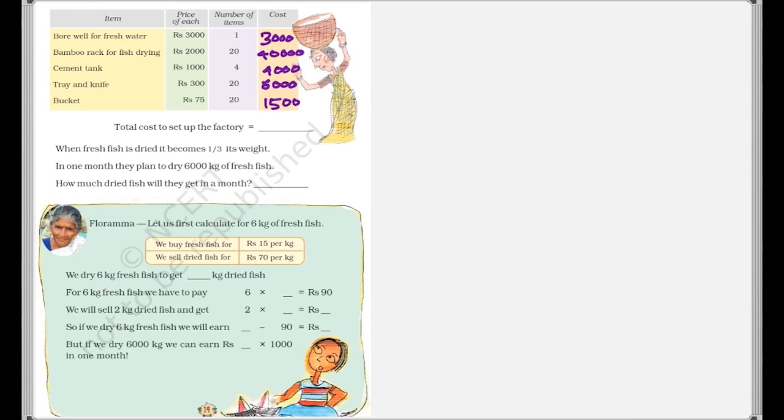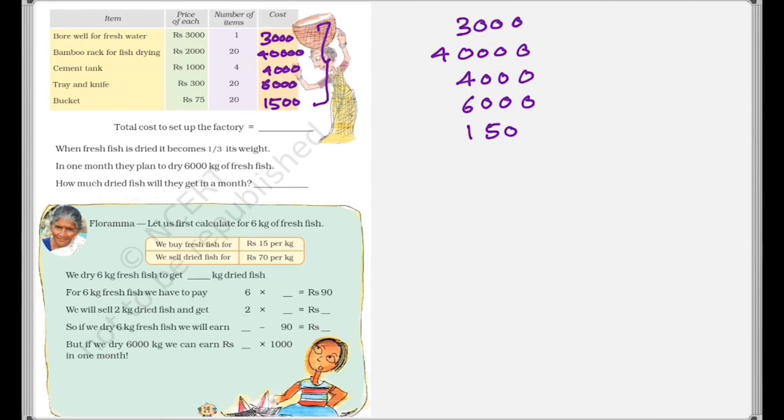So for the total cost we need to add up all of them. So this will be 3,000, 40,000, 4,000, 6,000 and 1,500. We need to add all of these. Okay, so total is 54,500.